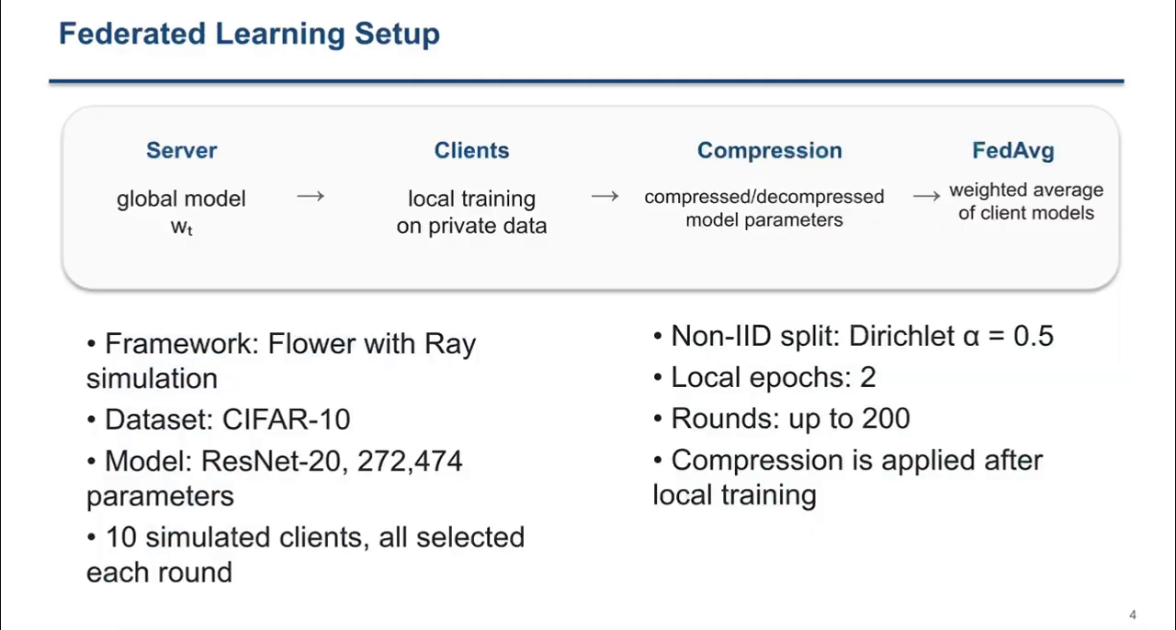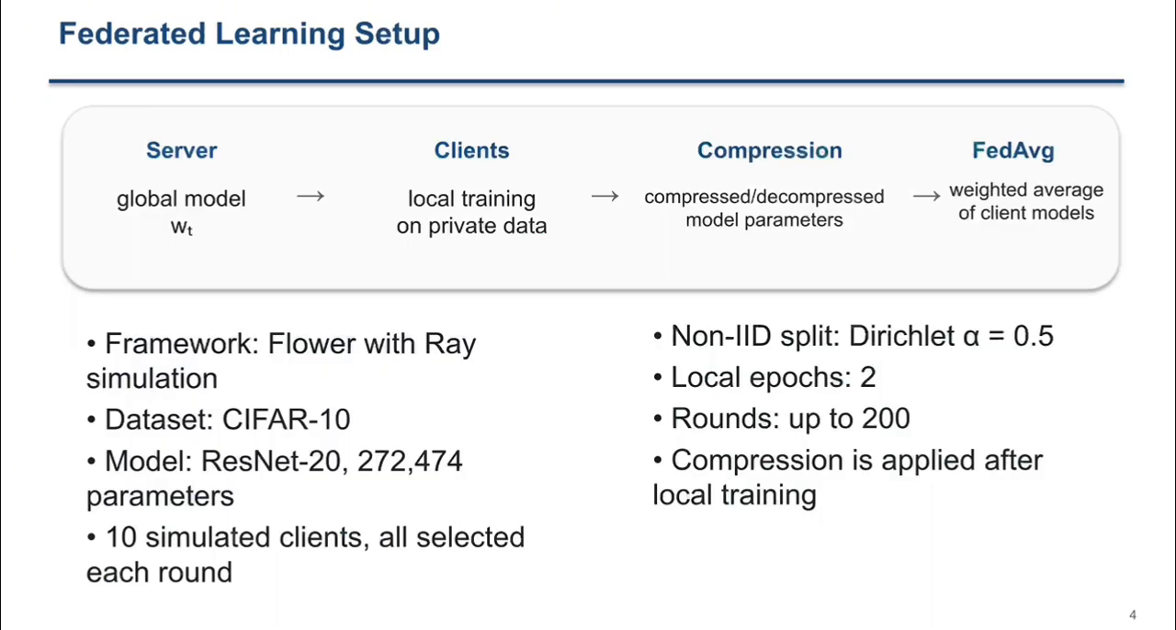This slide shows the training loop. The server starts with a global model, then the client receives it and trains locally. After training, the client has a local model. This model is compressed and decompressed, then sent to the server. The server aggregates the reconstructed parameters. So I compress model weights, not raw gradients. This is important because many papers focus on gradient compression, but my implementation keeps the FedAvg aggregation unchanged.